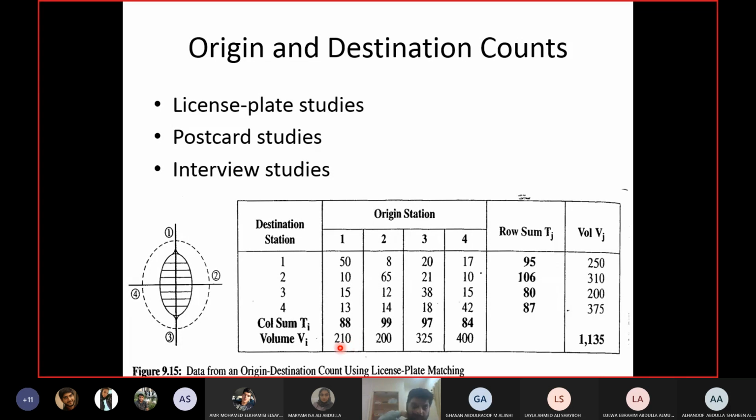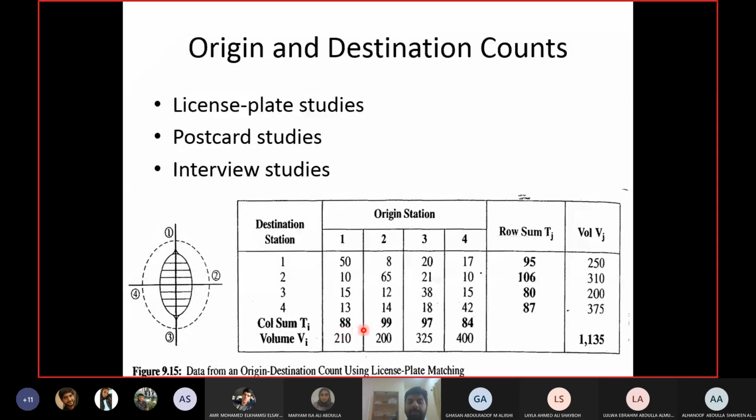So first of all, you have to find out the adjustment factors. What are the adjustment factors? Adjustment factors are the ratio of the volume with the summation of the respective row and column. So you have to take the volume of that row and column and divide it with the summation of that row and column. For the first row, it will be 250 upon 95, 310 upon 106 and so on. For each row and each column, you will have an adjustment factor, the ratio of the volume and the summation of the column or the row.